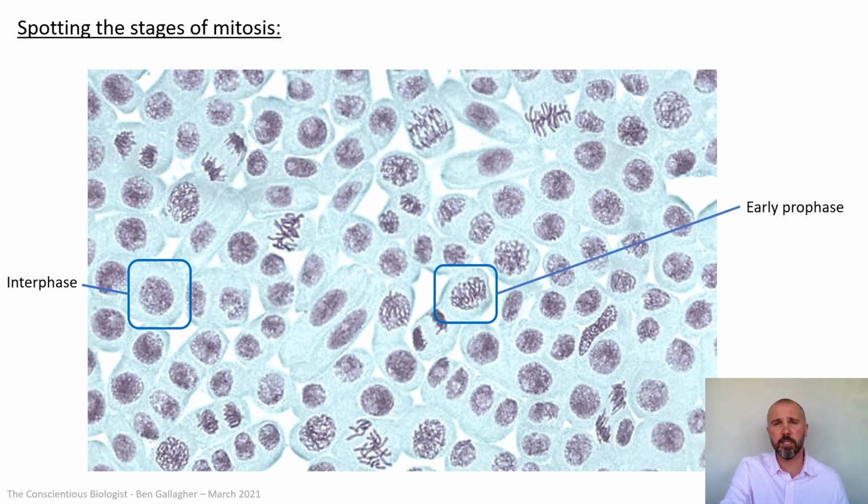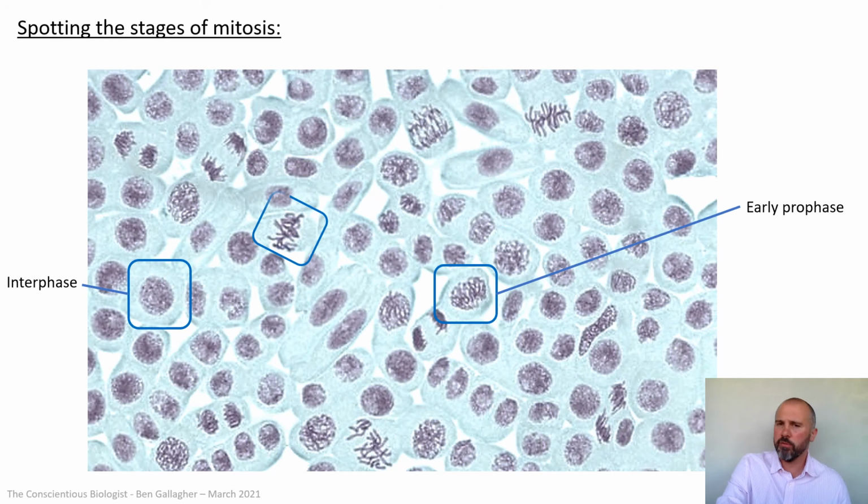The reason why I think it's early prophase is because you can see chromosomes now, so you know they've started to condense. But they all still, to me, look like they're in the shape of a nucleus. So the nuclear envelope clearly hasn't really broken down yet. So we're at an early stage of prophase.